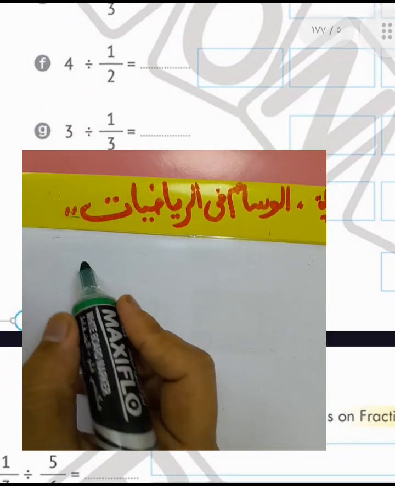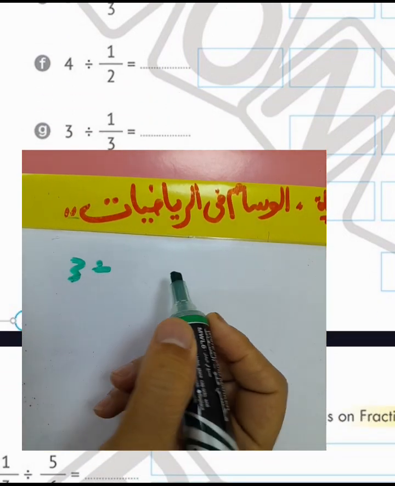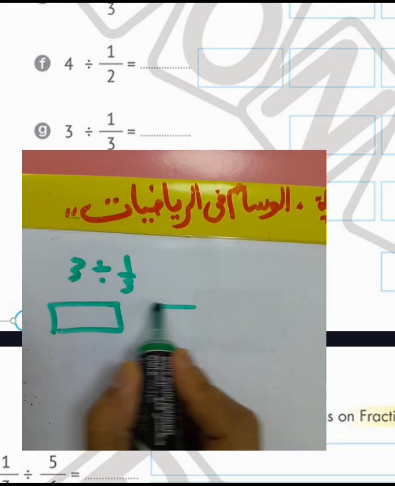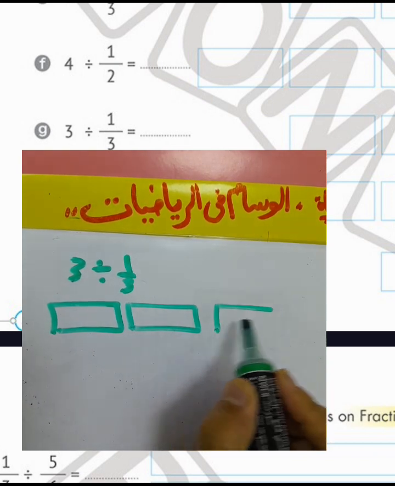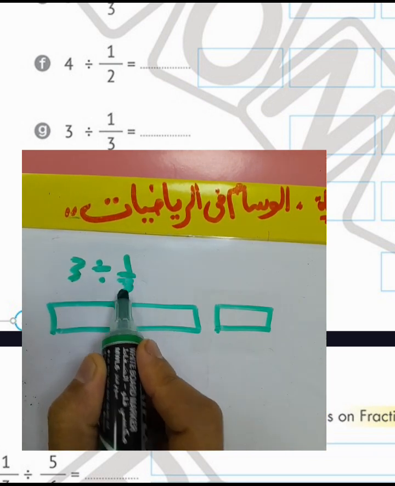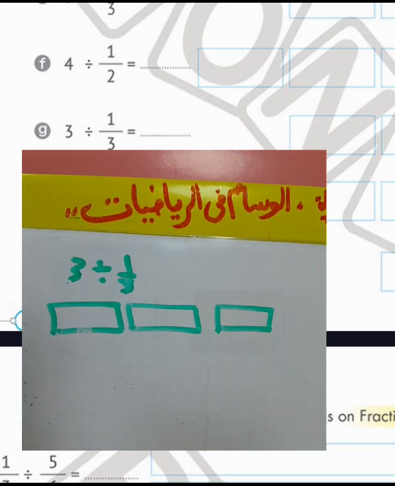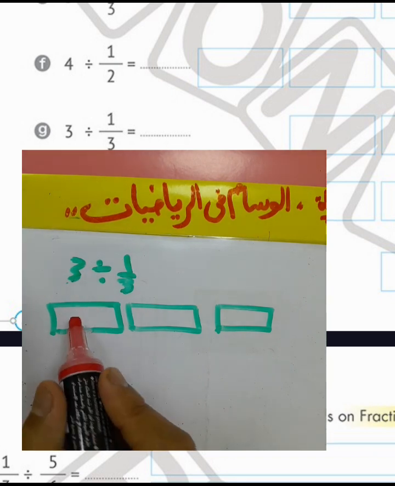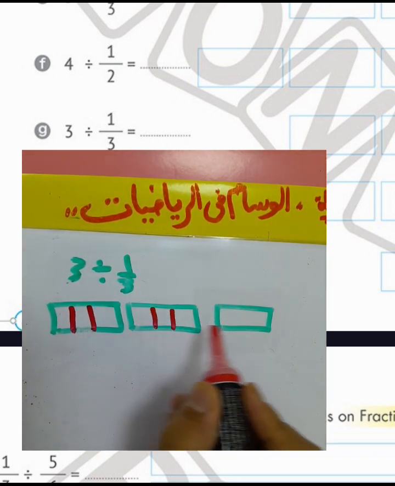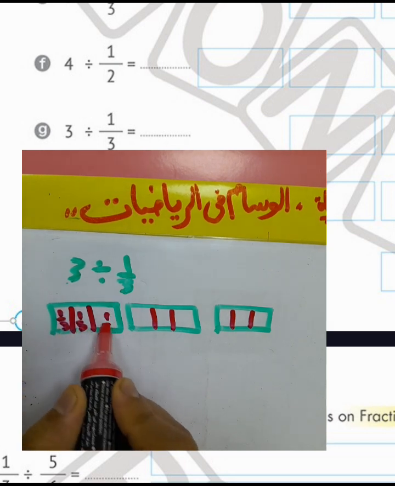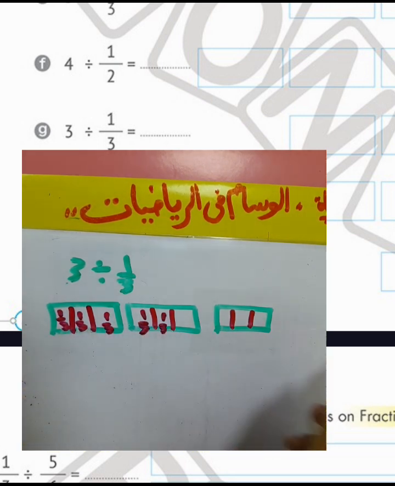Next question: 3 divided by a third. Who can tell me? First step, we draw 3 models exactly: 1, 2, 3. And divide each one of them into 3 parts: 1, 2, 3, 1, 2, 3, 1, 2, 3. Then each part here will be 1 over 3, 1 over 3, and so on.